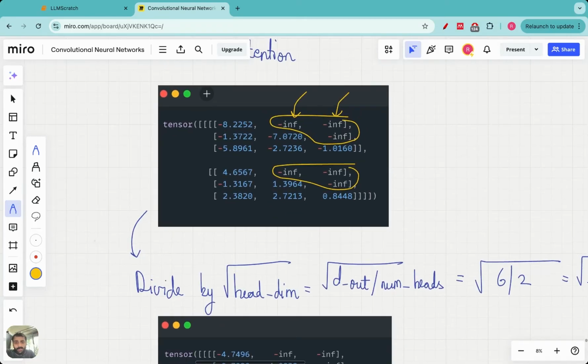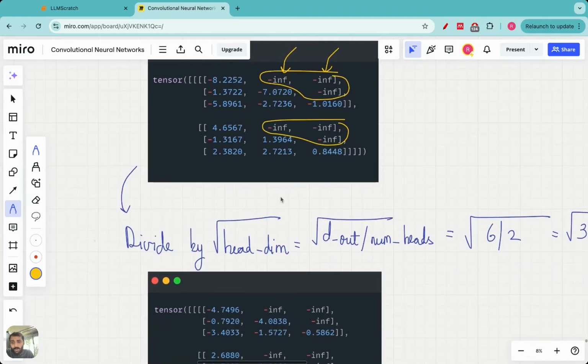But before we implement softmax, we do one more thing. We divide every single element here by the square root of the head dimension. And when we looked at the lecture for self attention, we saw why this is done.